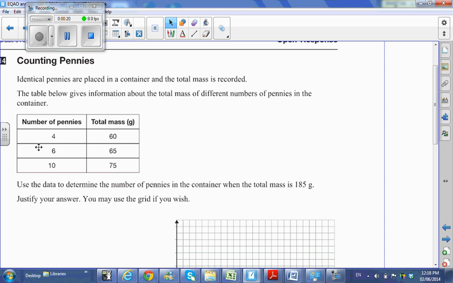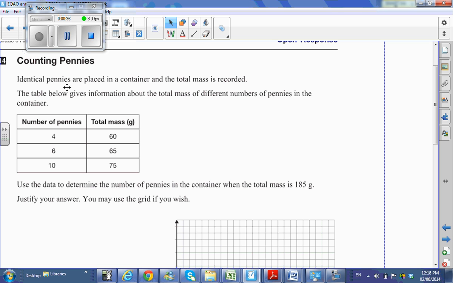So for this one, we're given the number of pennies and the total mass. You would think that this would be a direct variation, where if you divided 60 by 4, 65 by 6, that would be the same number all the time. But the problem is they're actually sitting in a container. Okay, so that's the question.